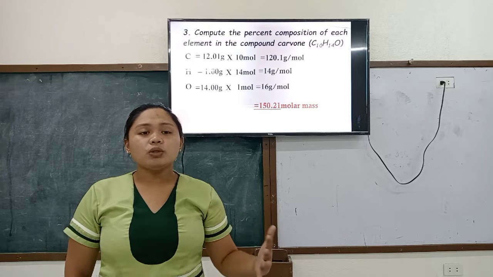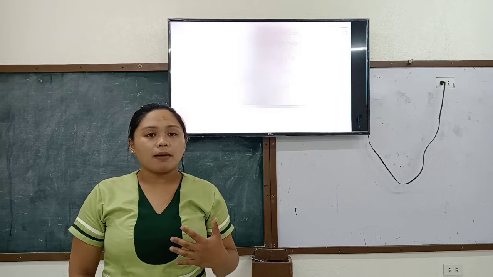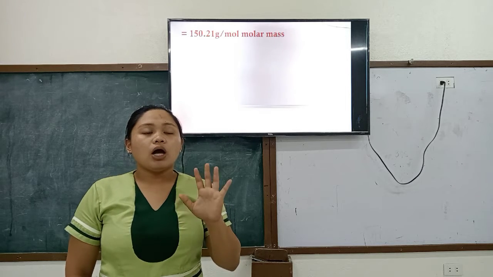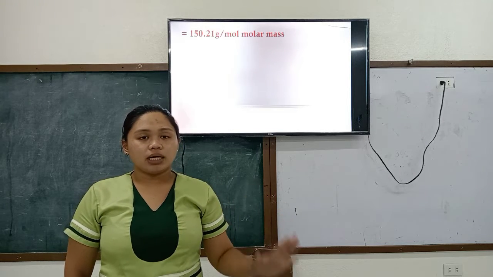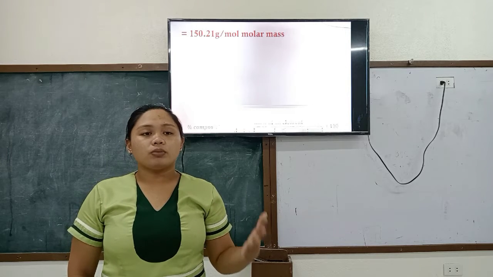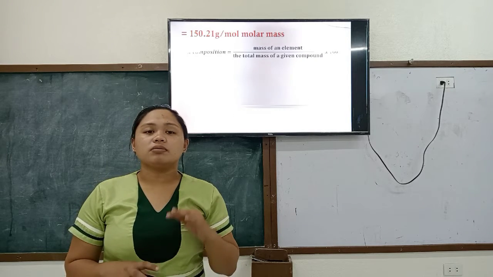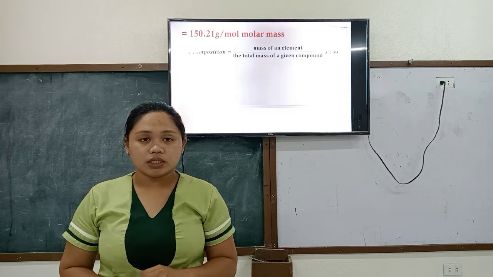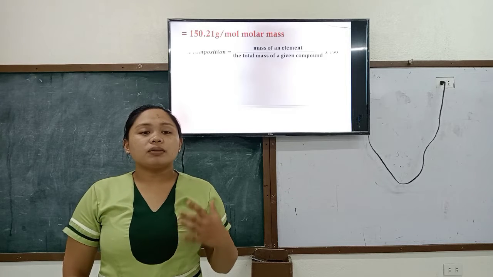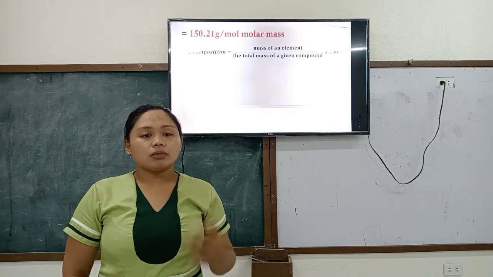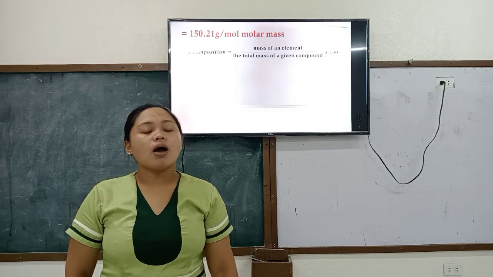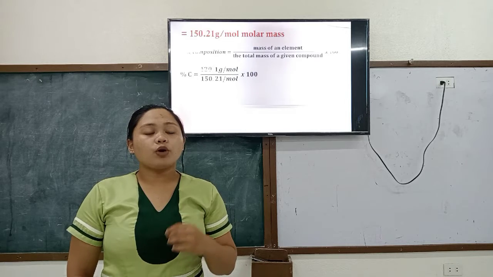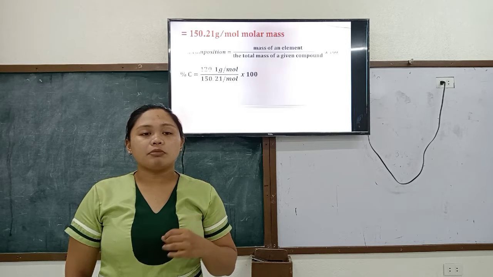Okay, so let us now substitute the given problem to our formula. So, 150.21 grams over mole of molar mass. So, that's our total answer of the given of each element. So, let us now substitute to the formula, which is percent composition equals mass of an element over the total mass of a given compound times 100%. So, let us substitute first the carbon. So, percent of carbon equals 120.1 grams over mole over 150.21 grams over mole times 100%.